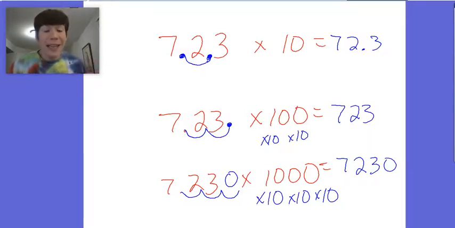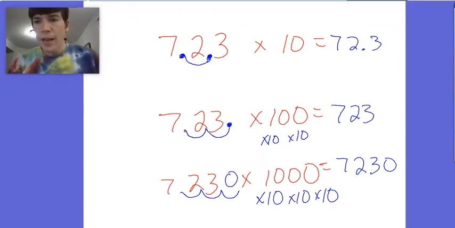Now, the nice thing is when you divide, it's just the opposite. So if I divided by 10, I would just move the decimal once to the left. If I divided by 100, that's like dividing by 10 twice, so I would move it twice to the left. And dividing by 1,000 would be like dividing by 10 3 times, which would be moving 3 times to the left.